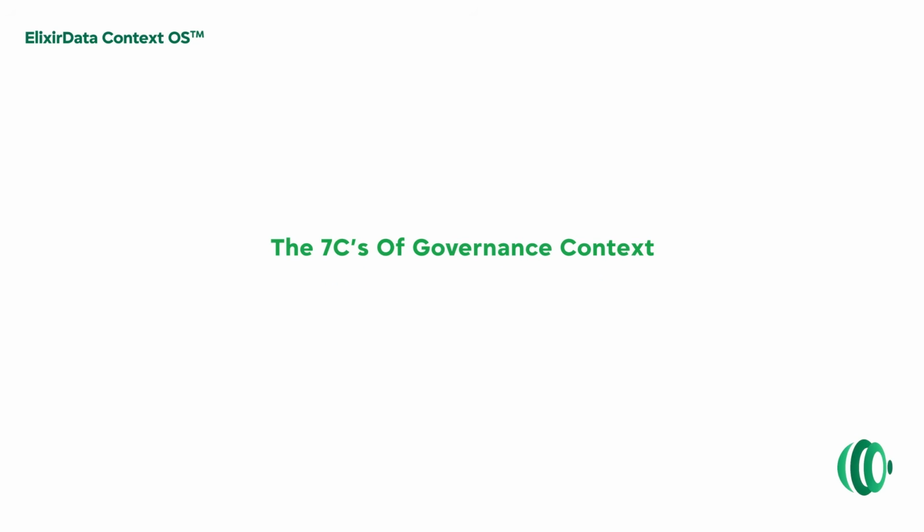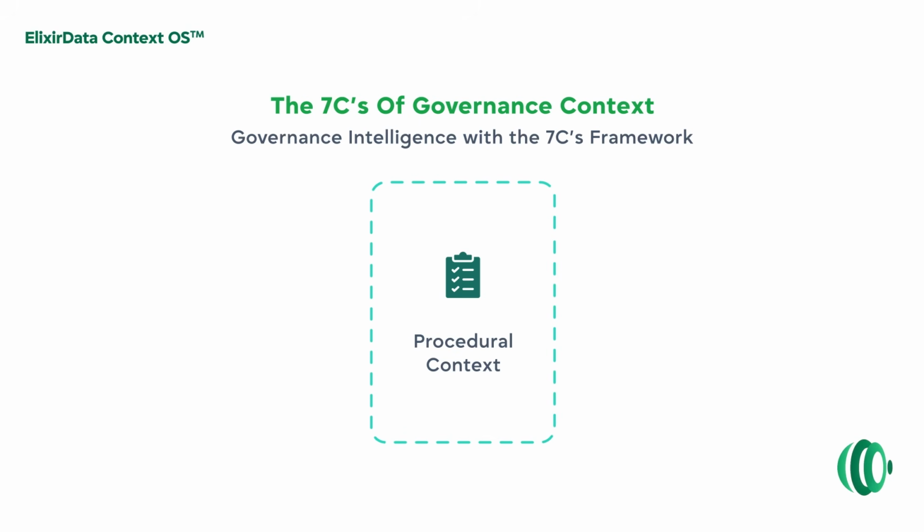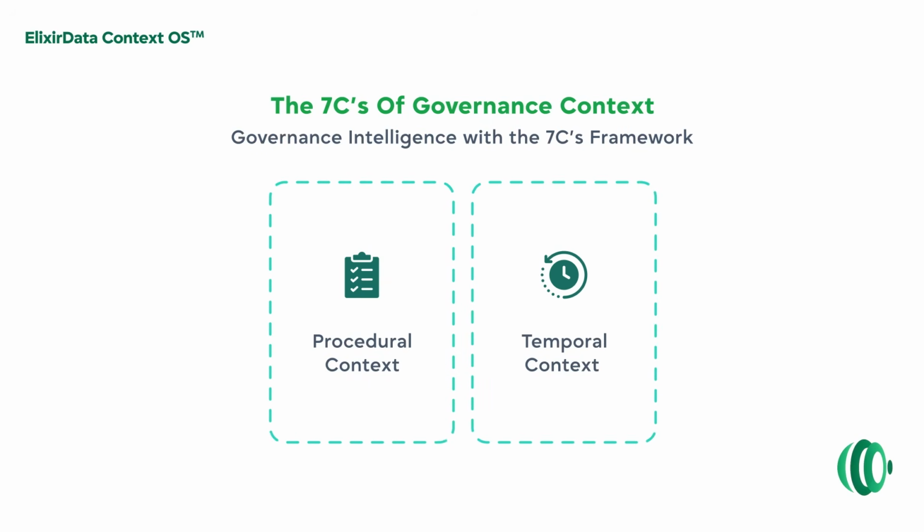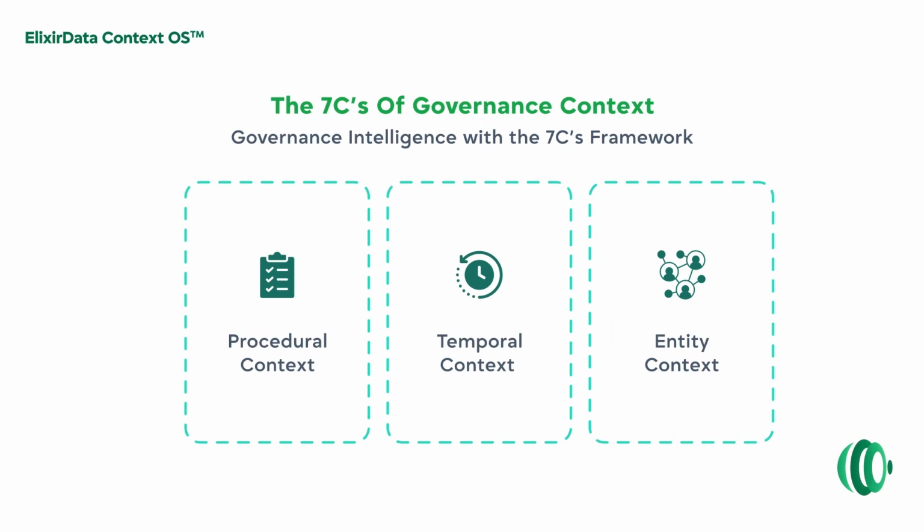The 7 C's of governance context. Context OS organizes governance intelligence through the 7 C's framework, spanning 7 domains. Procedural context, how compliance processes work, what steps are required, which workflows apply. Temporal context, when things happened, when they're due, how patterns evolve over time. Entity context, who owns what, what connects to what, how systems, data, and people relate.